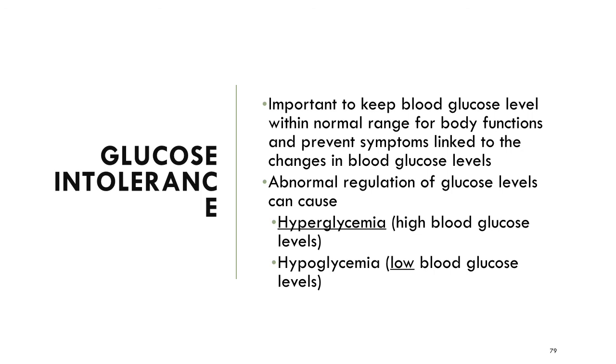Because high blood glucose will lead to health issues. Low blood glucose levels will also lead to abnormal physiological conditions. So we need to keep the blood glucose in the normal range. The word hyperglycemia means high blood glucose level. Hypoglycemia means low blood sugar level.